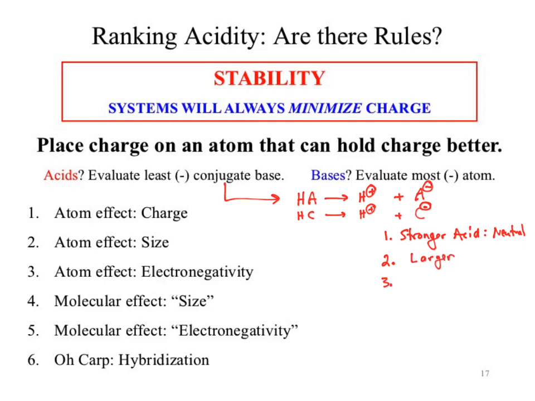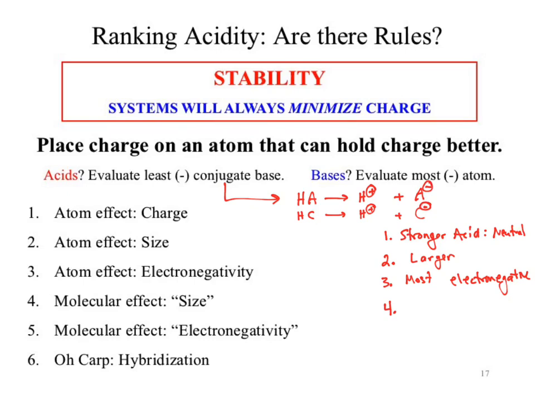Rule 3. Which one's the stronger acid? The most electronegative. Rule 4, molecular effect, size in quotes. What we're talking about again is where the electrons can exist.